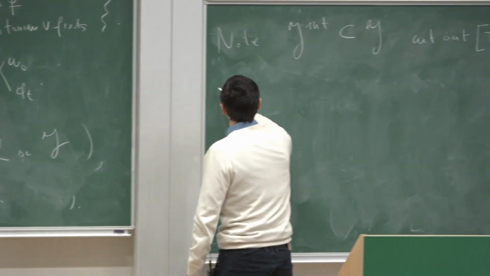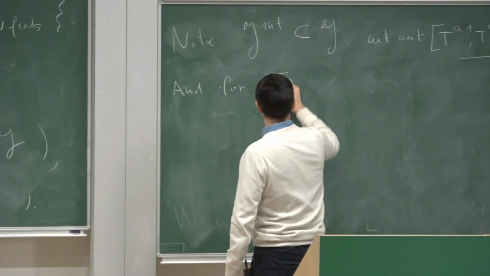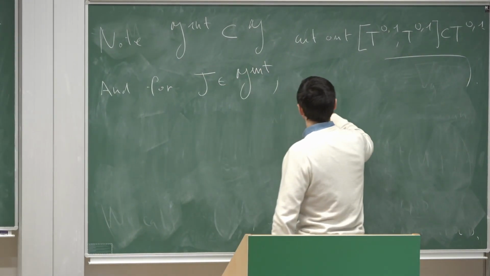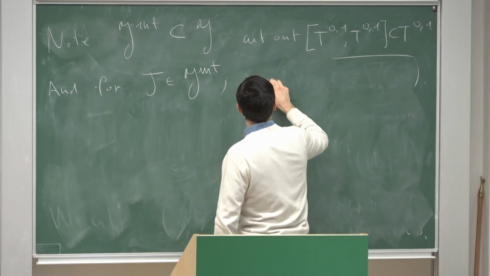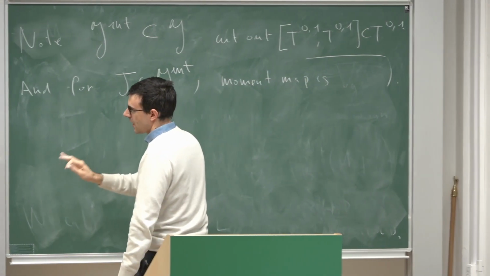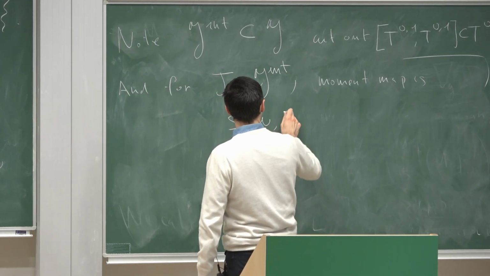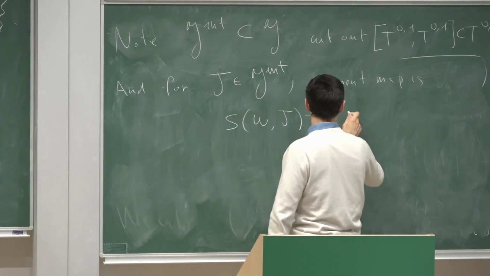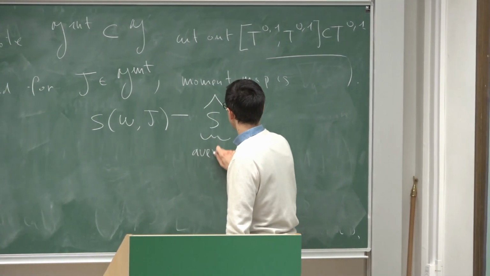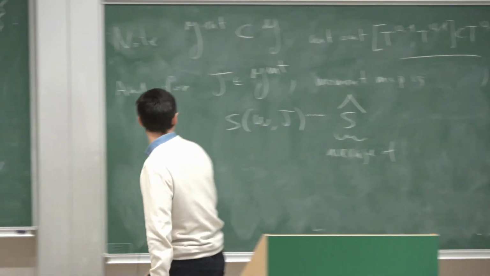And for J inside this integrable locus, the Hamiltonian, the moment map, is just the usual scalar curvature we discussed. So it's S omega J, say minus a constant, and let me choose this constant to be the average of S.